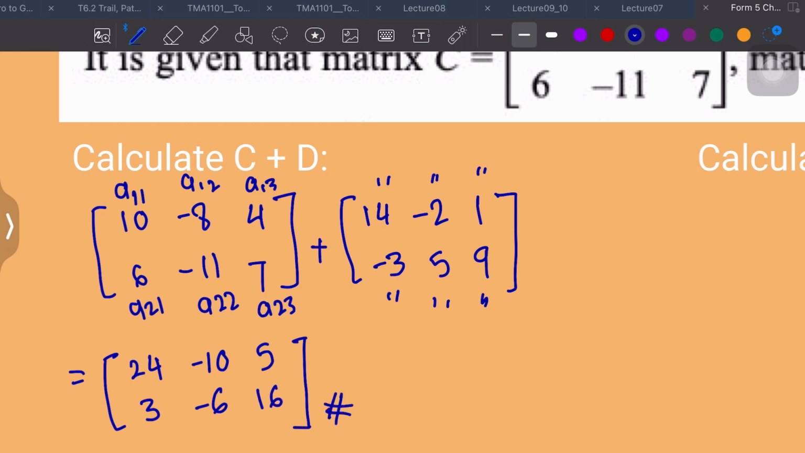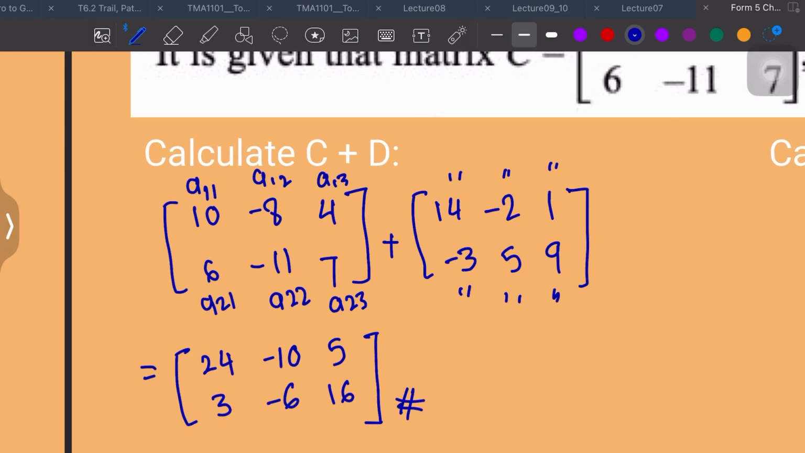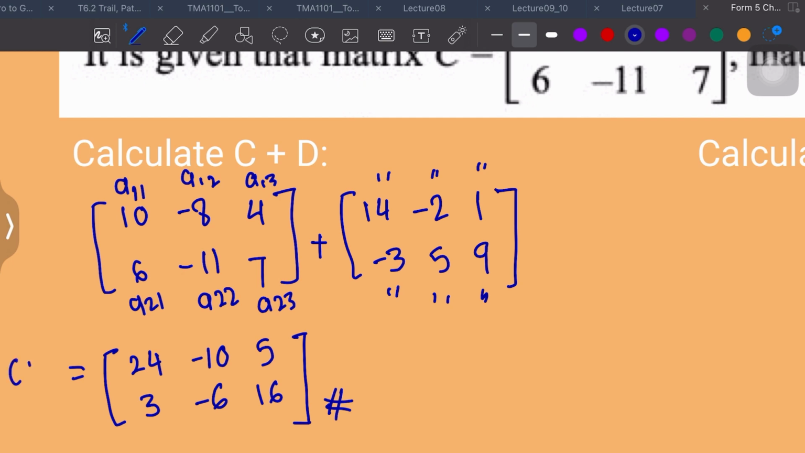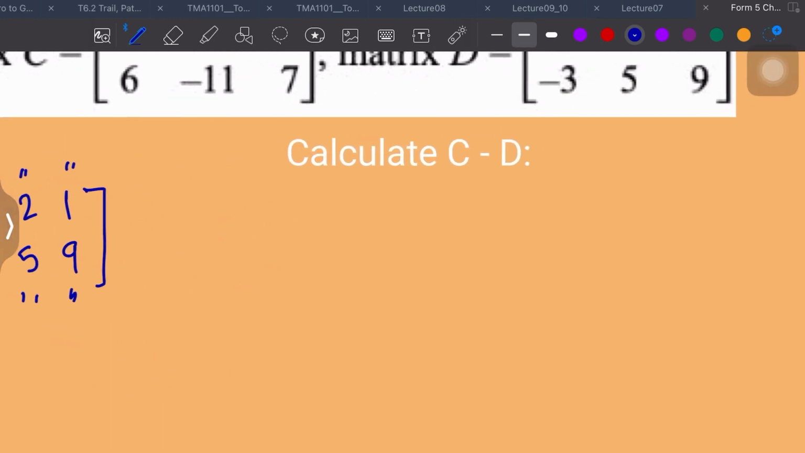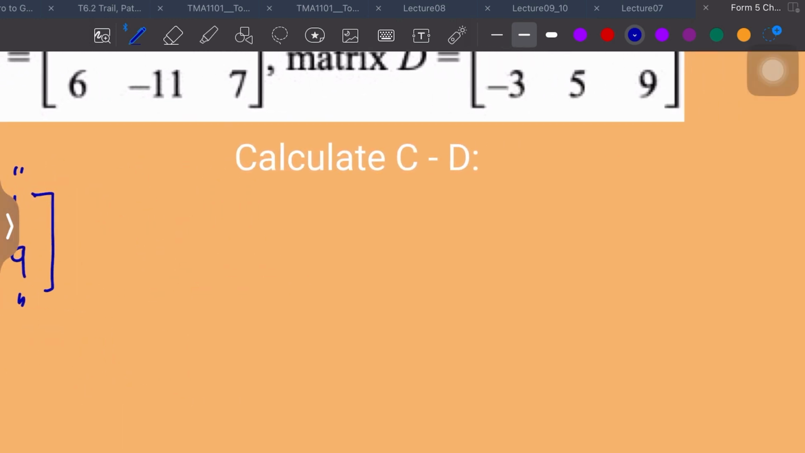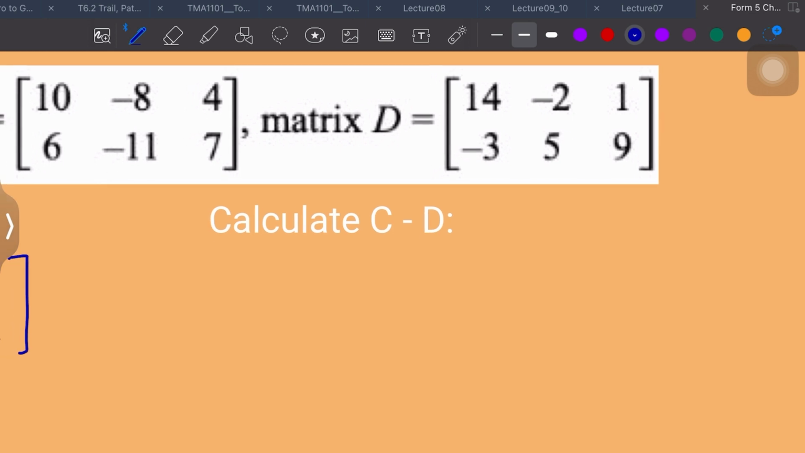So this will be the answer for matrix C plus matrix D. Okay, that would be the answer. And move on to the next question. Matrix C minus matrix D. So do the same thing.